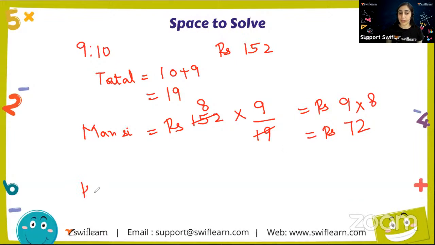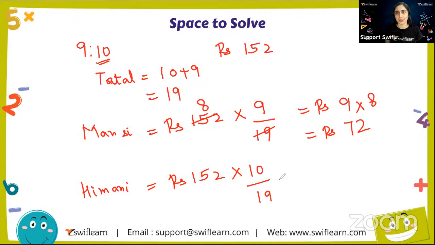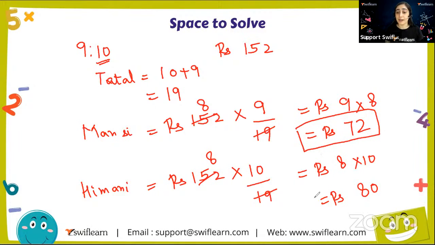Now let me calculate for Himani. I know you can do it also. Do it, and give me the answer quickly. What will I do? It will be 9 or 10. 9 is for Mansi and 10 was for Himani, right? So 10 over total 19, the total is the same. Total did not change, did it? No, right? Okay, so it comes out to be rupees, when I strike this it becomes 8. 8 into 10. That comes out to be rupees 80. So the answer is that Mansi will get 72 rupees, whereas Himani will get 80 rupees.